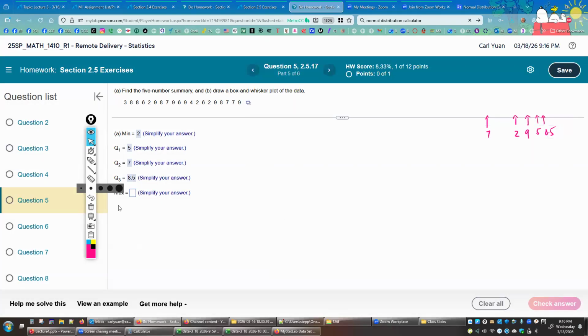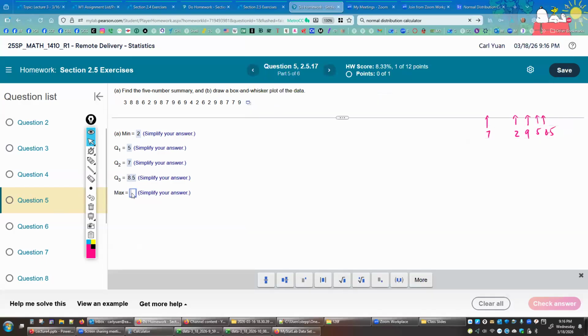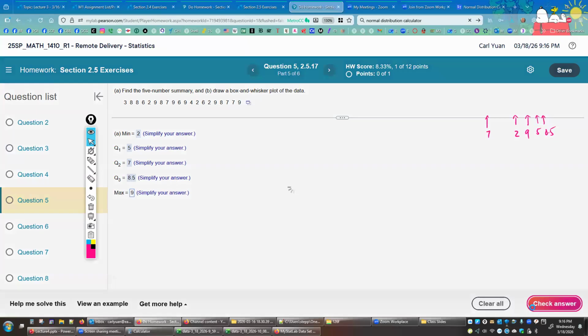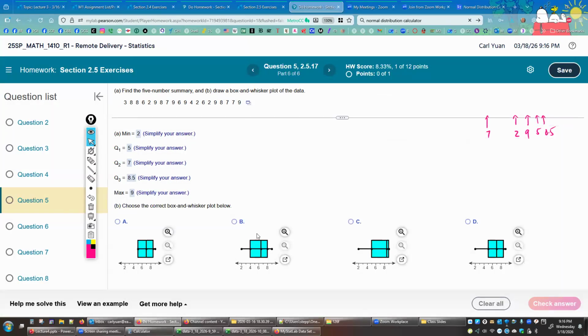And lastly, the max. Max is 9. So double check that. So max is 9. All right. Okay, so let's take a look at the box and whisker plot, which one it is.